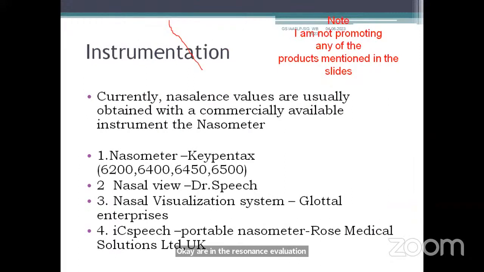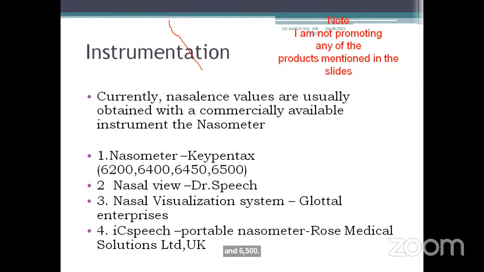So moving on to the instrument, there are several instruments available commercially. There are 4 commercially available instruments. The well-known Nasometry, that is by Kay Pentax or Pentax Medical Company. It has a range of models. They have 6200, 6400, 6450, and 6500. The 6500 is the latest model, and it is a more advanced version.